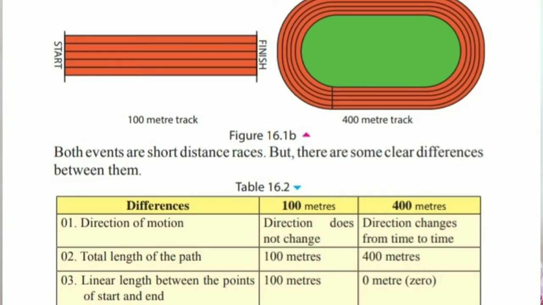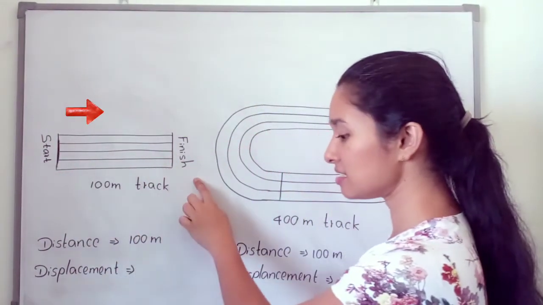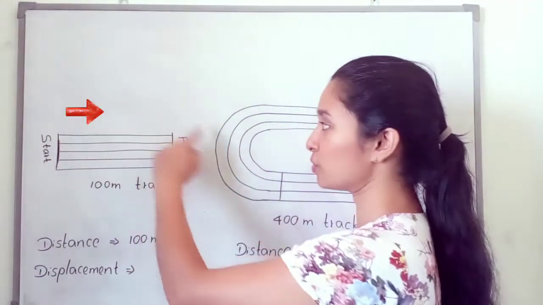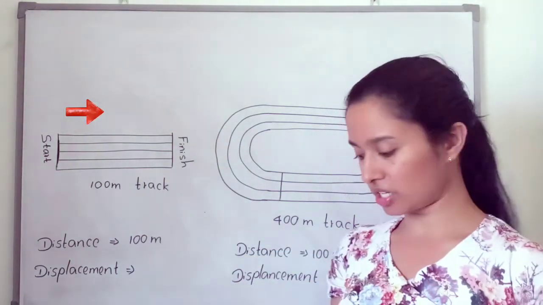16.2. Let's discuss the differences. Direction of motion. In 100 meters, direction does not change. This is the starting point and this is the finishing point. This is the direction, from here to here. This is one direction. Direction does not change.